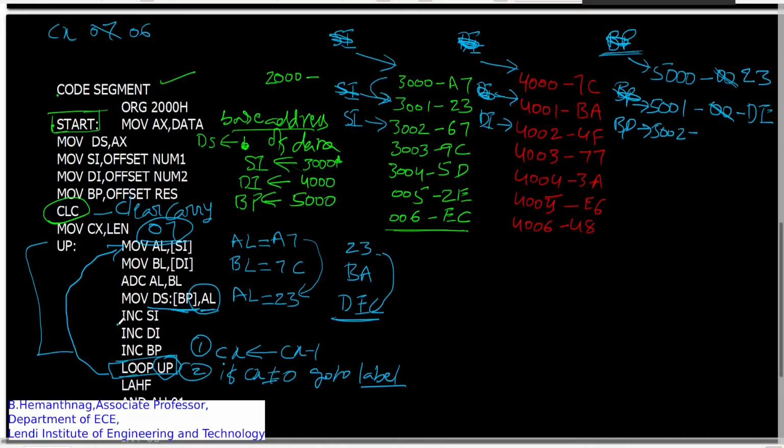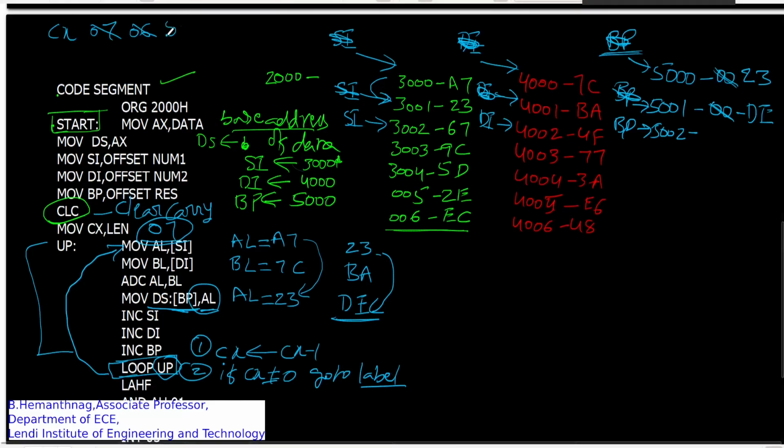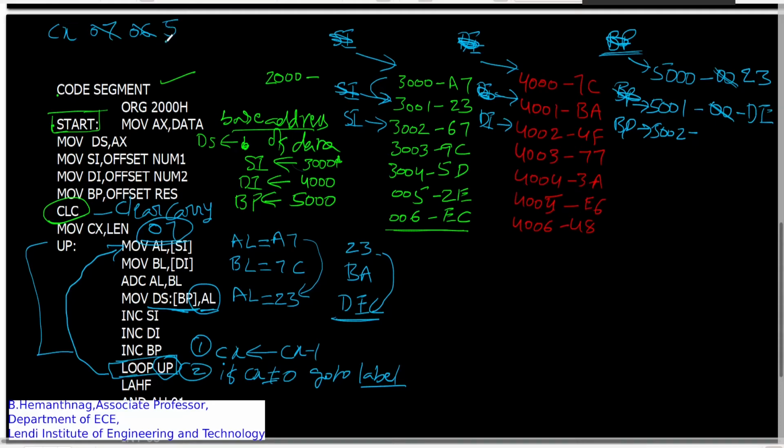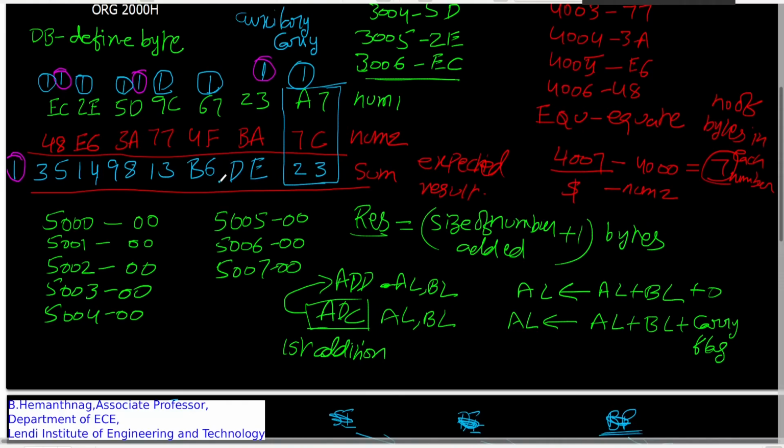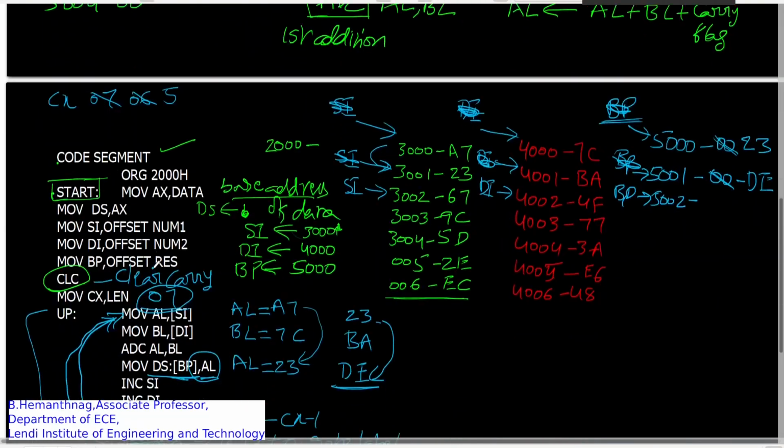5002. So then again CX is decremented by 1, and that is the operation of loop. If CX not equal to 0, go to label. So CX previously decremented to 6 is now decremented again, that is 5 now, and it is not 0. So it will go back for the second iteration to the instruction MOV AL, [SI]. In this fashion, we are going to repeat the next byte additions, resulting in the successive bytes B6, 13, 98, 14, 35, and finally we get the carry as 1, the final carry.